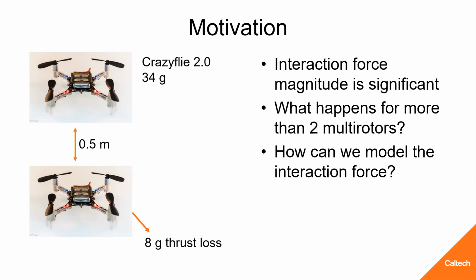What we didn't know from this experiment or from any related literature is what will happen if we have more than 2, and how can that even be modeled? There are some interesting models for a similar effect, like the ground effect, where it's somewhat analytical, but there's really nothing out there for in-flight models.